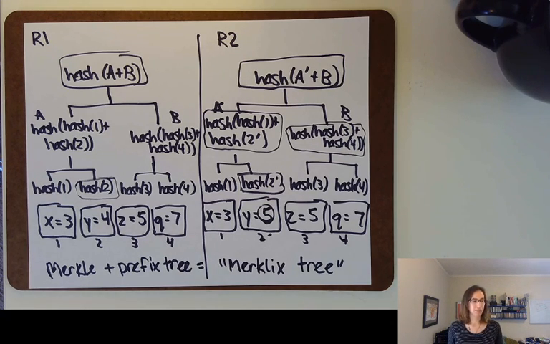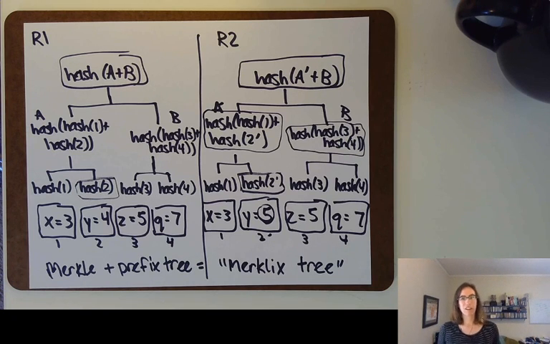My former colleague Graydon Hoare told me that this Merkelix tree was in fact the data structure that he implemented when he was implementing a version control system called Monotone back in the early 2000s. And this is what he used for synchronizing copies of objects. He just called it a Merkle tree because it didn't occur to him that there was a version that wasn't also a prefix tree. But Merkelix tree is the silly name that some people use for that.